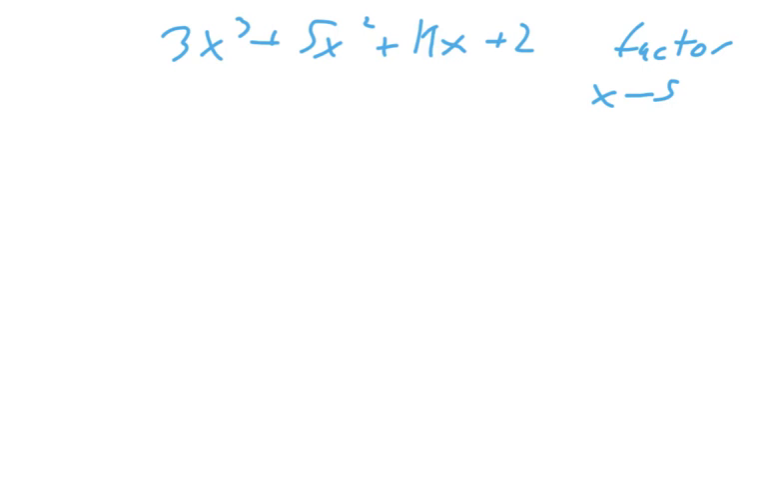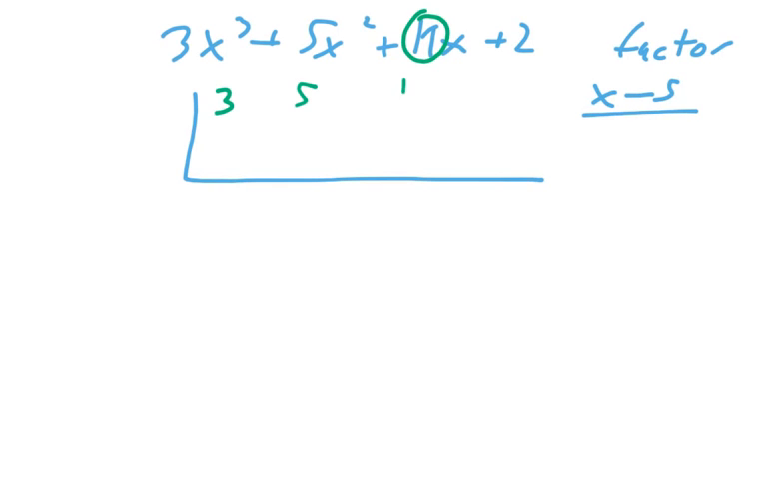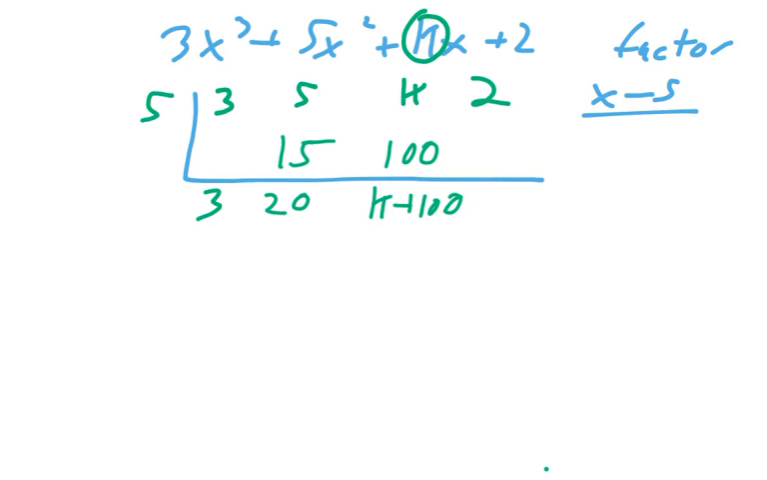Alright, so we're given this problem, and we know that the factor is x minus 5, and we want to find k right here. So I'm going to put this in, and we have 5 on the outside. So this turns out to be 3, 15, 20, 100, k plus 100.